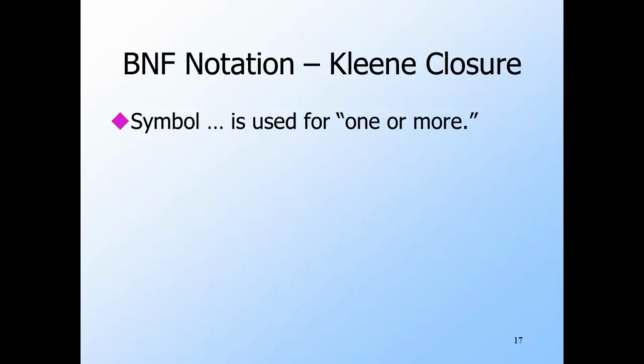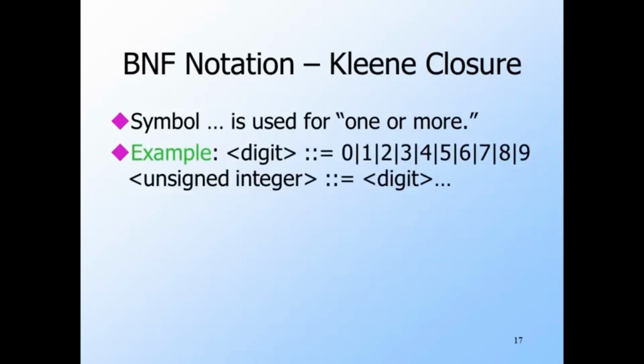Another extension of BNF is similar to the Kleene star, but it means one or more rather than zero or more. We follow a symbol or a bracketed expression by dot-dot-dot to mean one or more occurrences of the symbol or the symbols within the brackets. So here is an example. We have one variable, digit, with the obvious 10 productions, all grouped together with the bars. Then we have one production for the variable unsigned integer with right side digit dot-dot-dot, that is one or more digits.